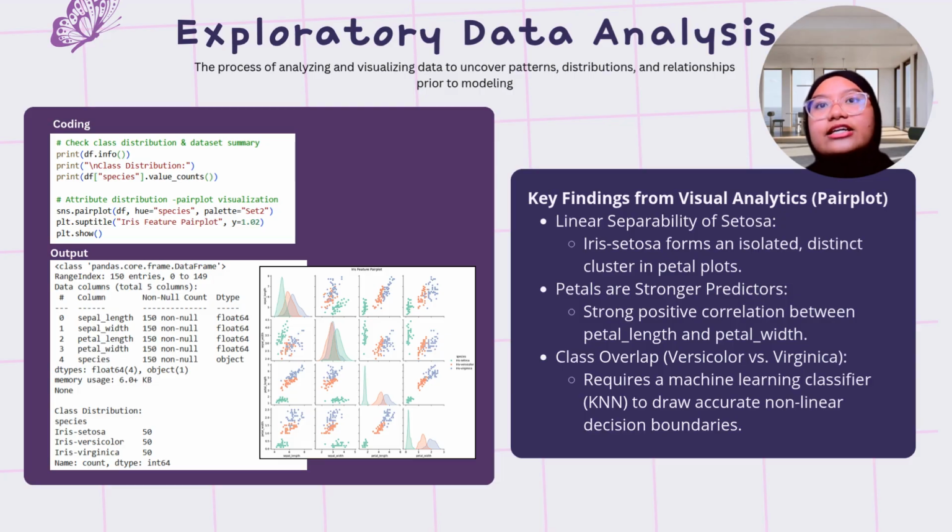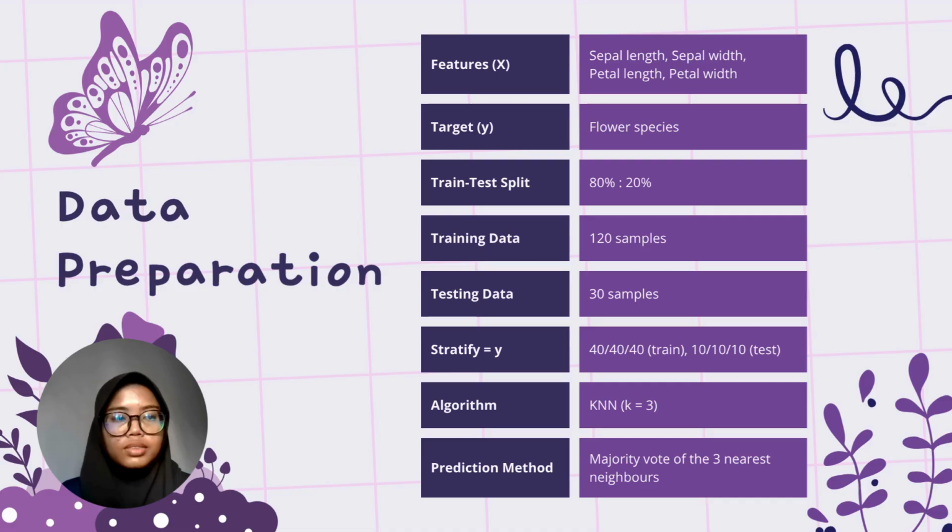Setosa is linearly separable, forming a completely isolated cluster in petal plots. Petals are stronger predictors than sepals, displaying a strong positive correlation between length and width. Versicolor and virginica show slight class overlap, demonstrating why a machine learning classifier such as KNN is needed to draw precise nonlinear decision boundaries.